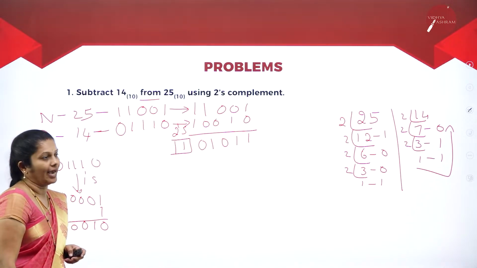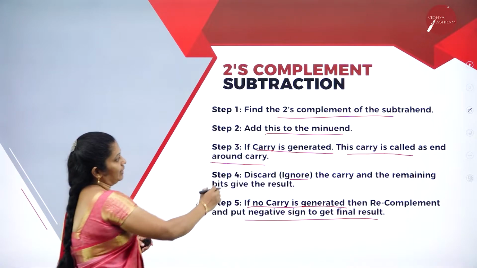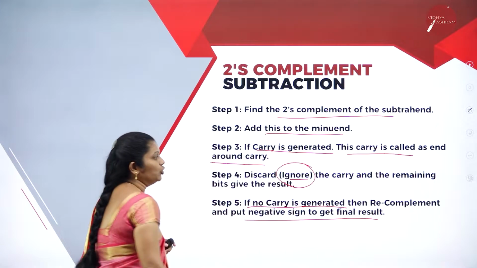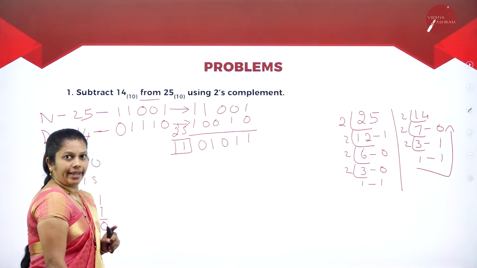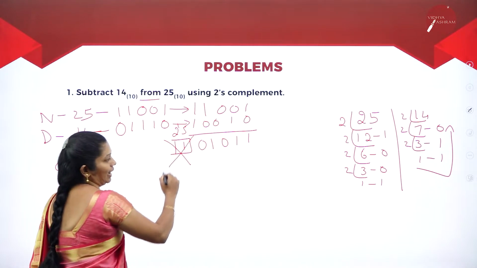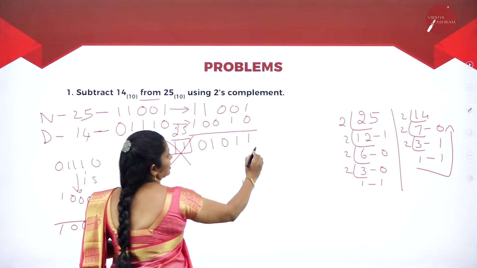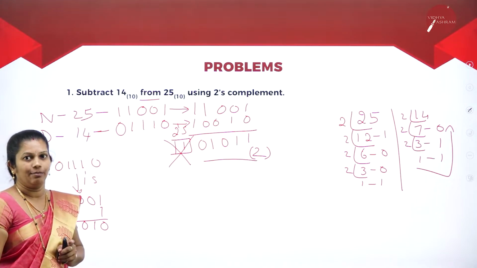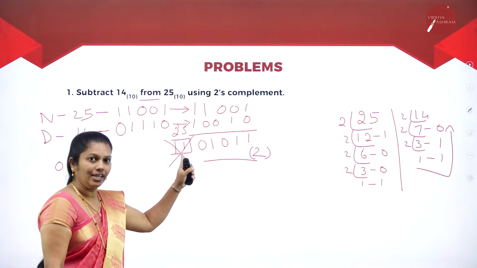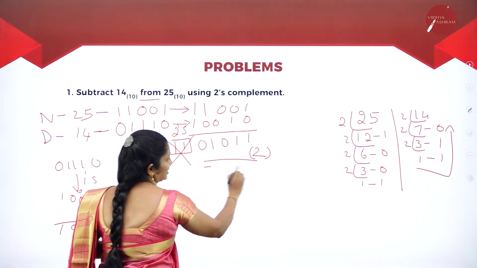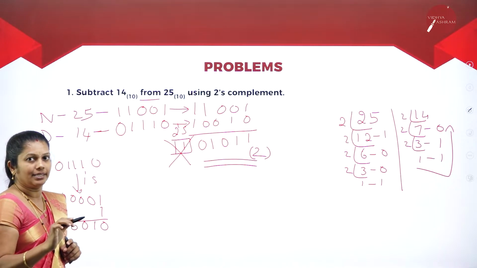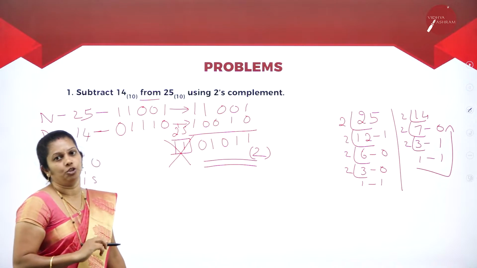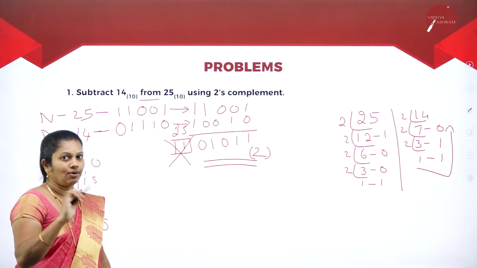If I get an extra carry, then what is the procedure? If there is a carry generated, then discard that carry, ignore that carry. Here I get one extra carry, ignore that carry, and this is the final result, 01011. If I get an extra carry, you have to ignore the carry to get the final result. If there is no carry generated, in that case, you have to convert this result to 2's complement and then put a negative sign to get the final result.